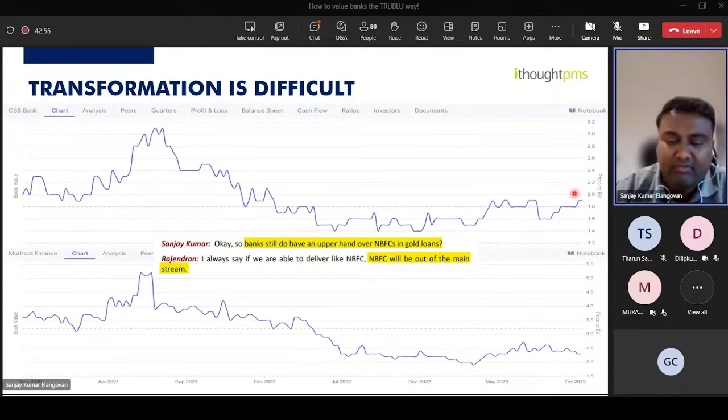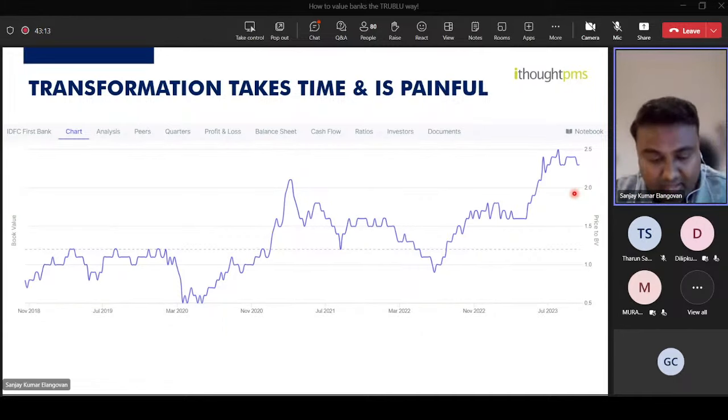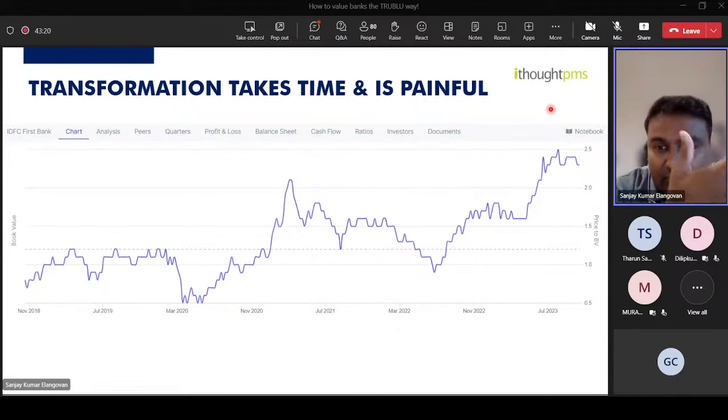Okay, transformation is difficult. It is not easy because of the scale at which banks operate and the number of employees; it is not easy to complete the transformation in 1 or 2 years. It takes time. It is not just time. Transformation is also painful. If you ask the IDFC First investors, they'll vouch for that, because the share price of IDFC First went from I think 70 to 30, almost a 50% correction, from 2x price to book to 1x price to book.